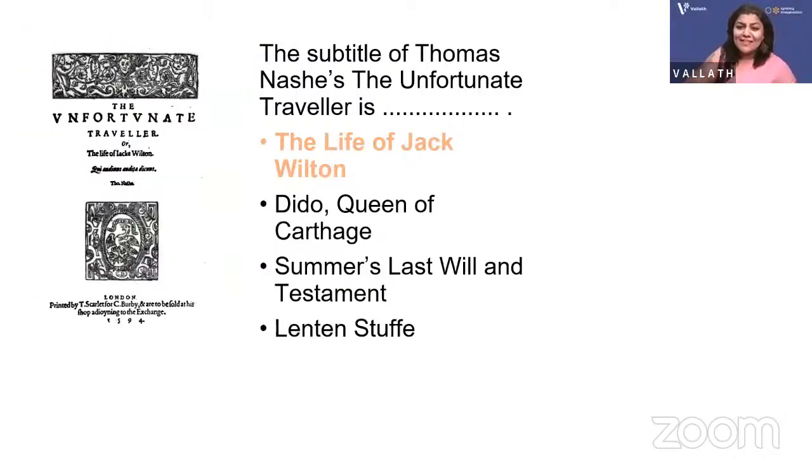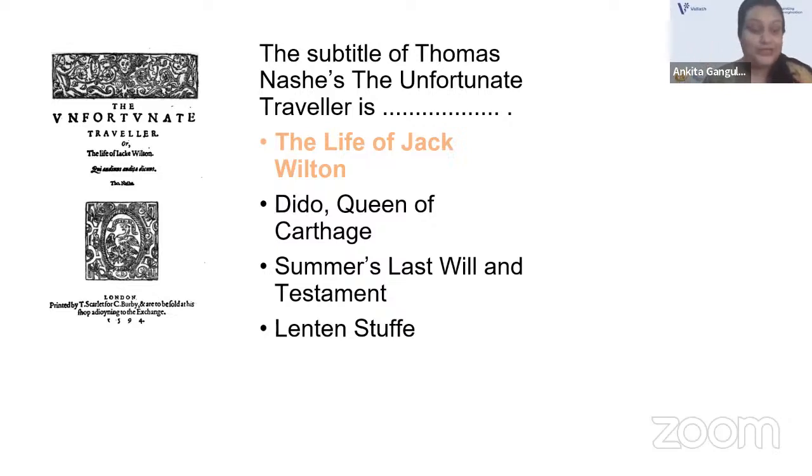The Unfortunate Traveler, or The Life of Jack Wilton. Tell us more, Ankita. So this is the full title, The Unfortunate Traveler or the Life of Jack Wilton. It's a picaresque novel by Thomas Nash, first published in 1594, and it's set during the reign of Henry VIII of England. In this adventurous and episodic work, Thomas Nash's protagonist, Jack Wilton, the major hero here, navigates 16th century Europe, engaging with historical events.